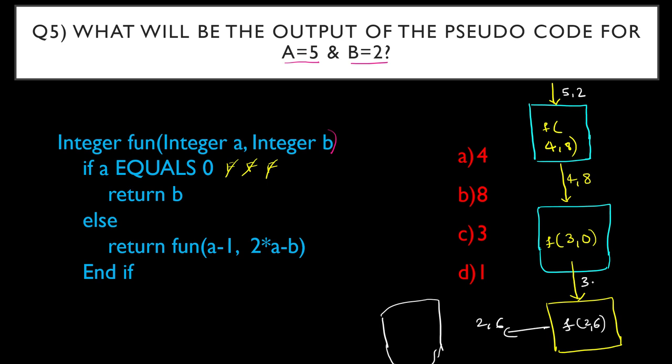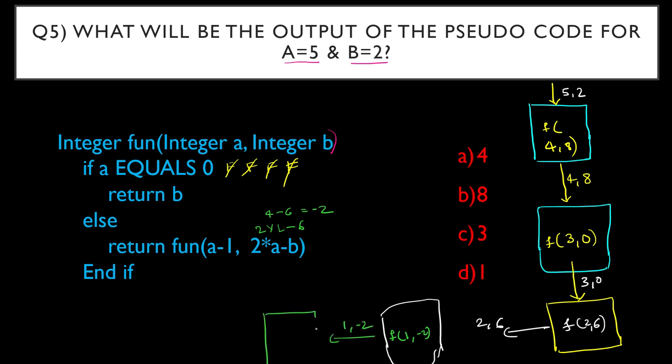So here we are passing 3 comma 0. In this 2 comma 6, again we're checking if A equals 0. It is false because the value of A is still 2. So we'll go further and return f of A minus 1, that is 1, comma 2 into A minus B. So 2 into 2 minus 6 here. 2 into 2 is 4, 4 minus 6 is minus 2. So you are returning 1 comma minus 2 here.